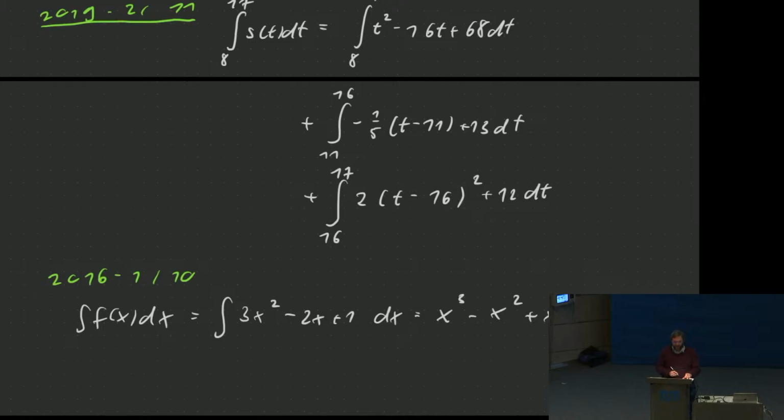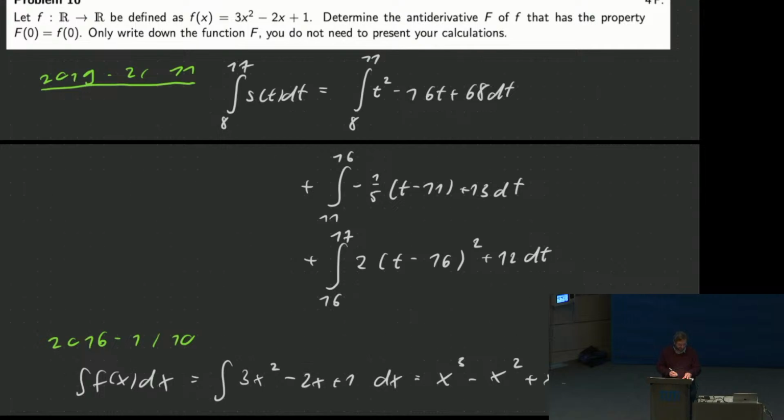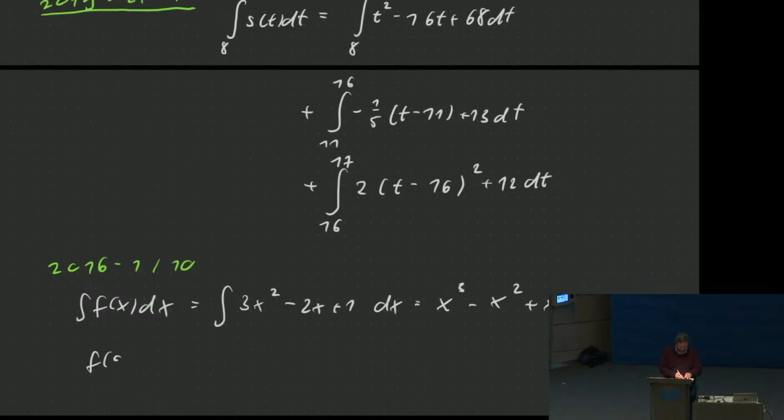And then, of course, add a constant. So that's the class of all possible antiderivatives. And now I just want to filter out the one with that property here, F of 0 equals f of 0. So first thing I have to do is compute this value. Right, f of 0 is, well, that's 1, obviously, right? 3 times 0 minus 2 times 0 plus 1.